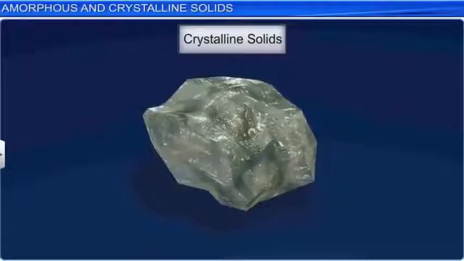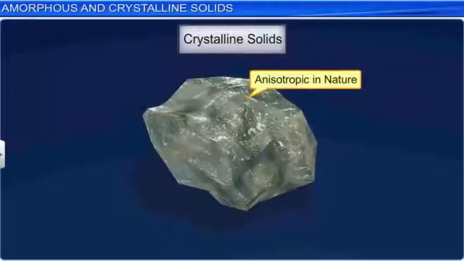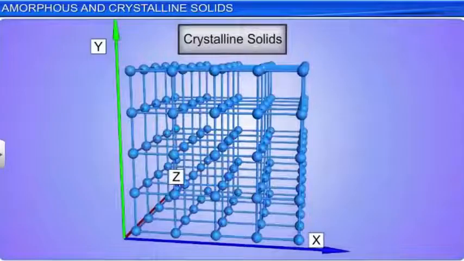Crystalline solids are anisotropic in nature. In other words, some physical properties like refractive index and electrical resistance change along with the change in the direction of the solid. This is due to the ordered molecular arrangement in the solid.